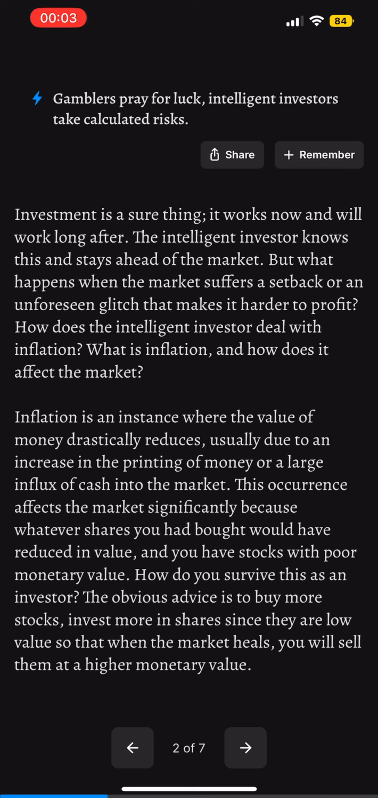This occurrence affects the market significantly because whatever shares you had bought would have reduced in value, and you have stocks with poor monetary value. How do you survive this as an investor? The obvious advice is to buy more stocks, invest more in shares since they are low value so that when the market heals, you will sell them at a higher monetary value.